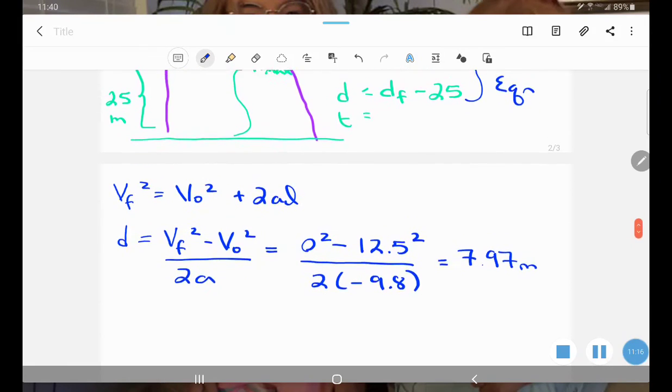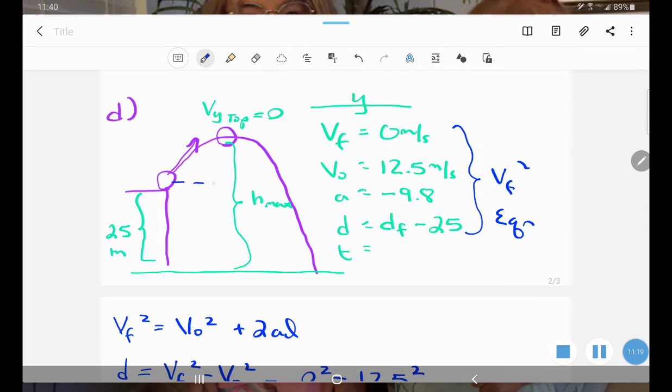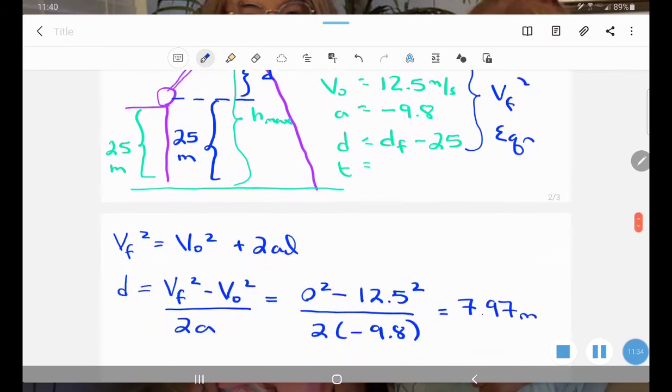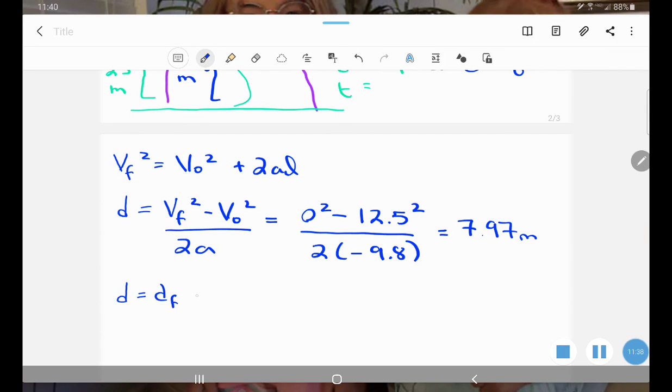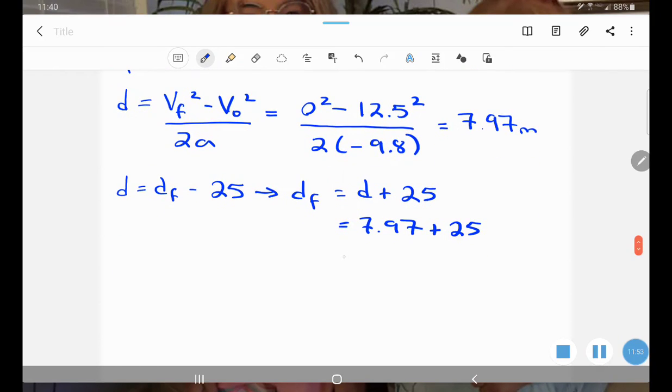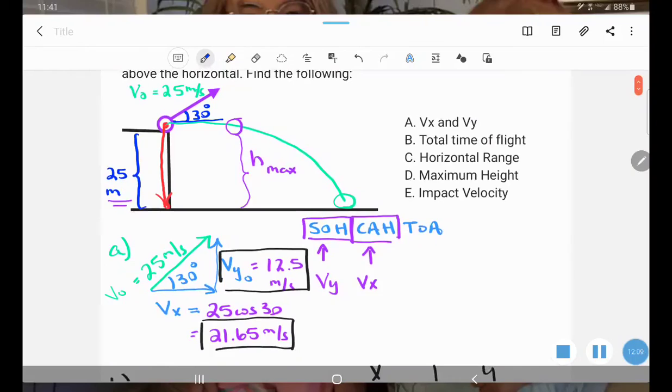All right, from here, guys, what we've just found is the displacement above where we started. So this is the D that we have found. So what we need to do is add to that our initial height of 25 meters. Okay, so if we say that D is D final minus 25, we get that the D final is D plus 25, giving us 7.97 plus 25. So that is 32.97 meters for max height. Okay. Part E of our problem is impact velocity.